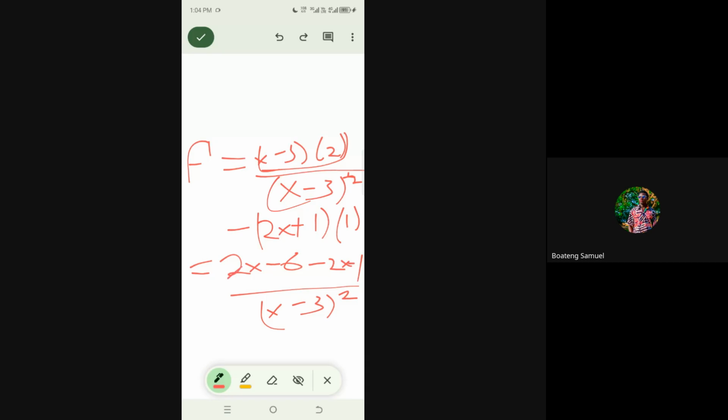So the 2x and 2x will cancel. We'll be left with negative 7 over x minus 3 all squared. So this is f prime.